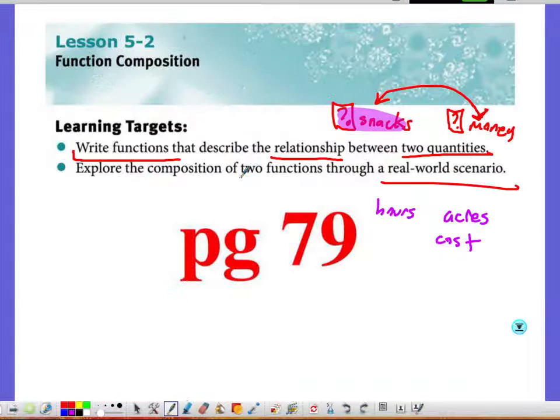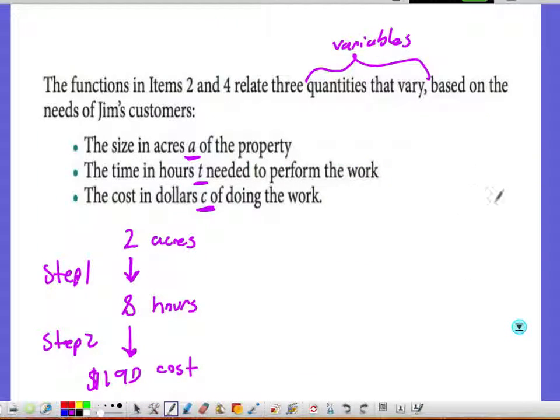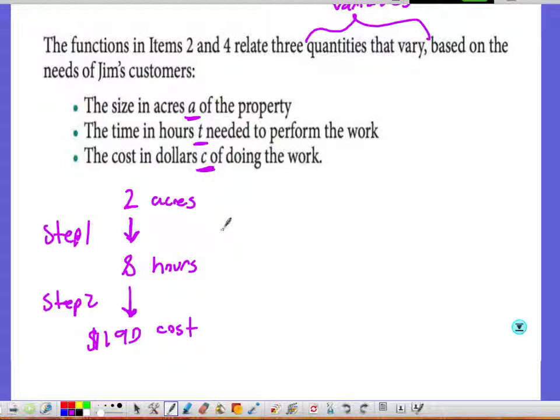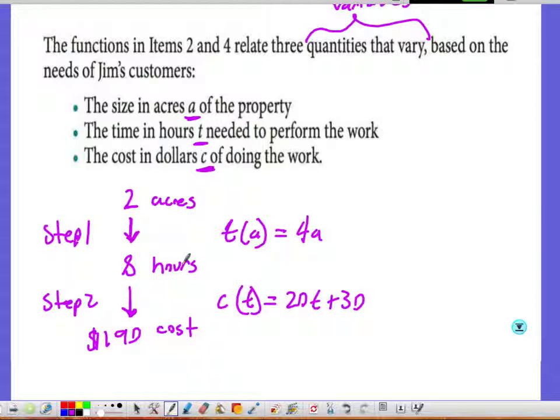Now we're going to explore the composition of 2 functions through a real-world scenario. What we did is we used the function T of A in order to go from 2 acres to 8 hours. And so T of A was 4A. And then to go from hours to cost, we used the function C of T, which was equal to 20T plus 30, to go from hours to cost.